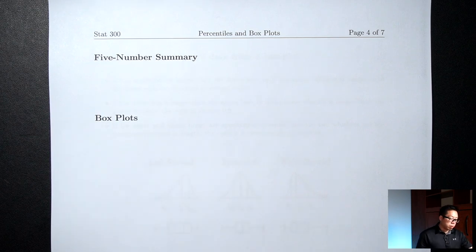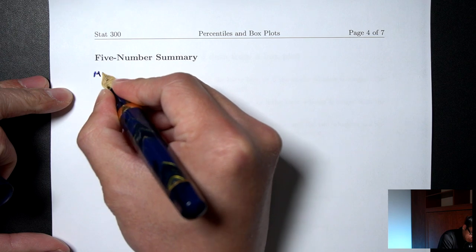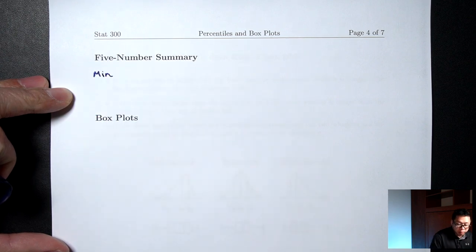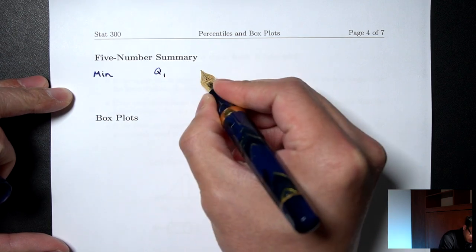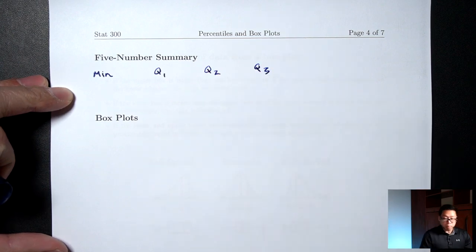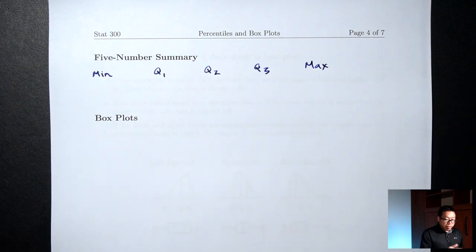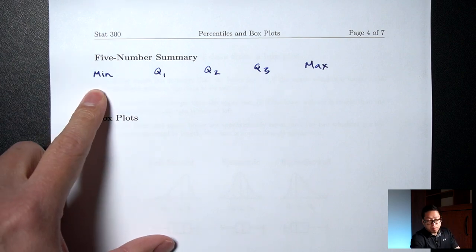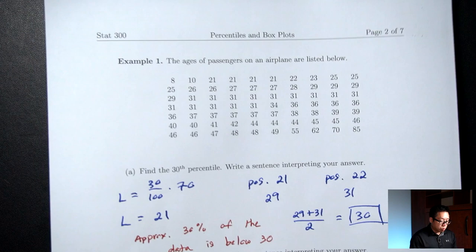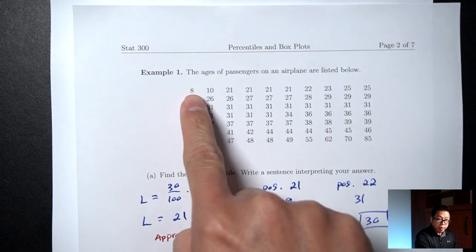And the five numbers we're talking about are the minimum, Q1, Q2, Q3, and the maximum. So let's find the five number summary of our data. So same data, we're talking about the ages of passengers on a plane. The minimum, which is the smallest number. So what's the smallest number in my data? 8.